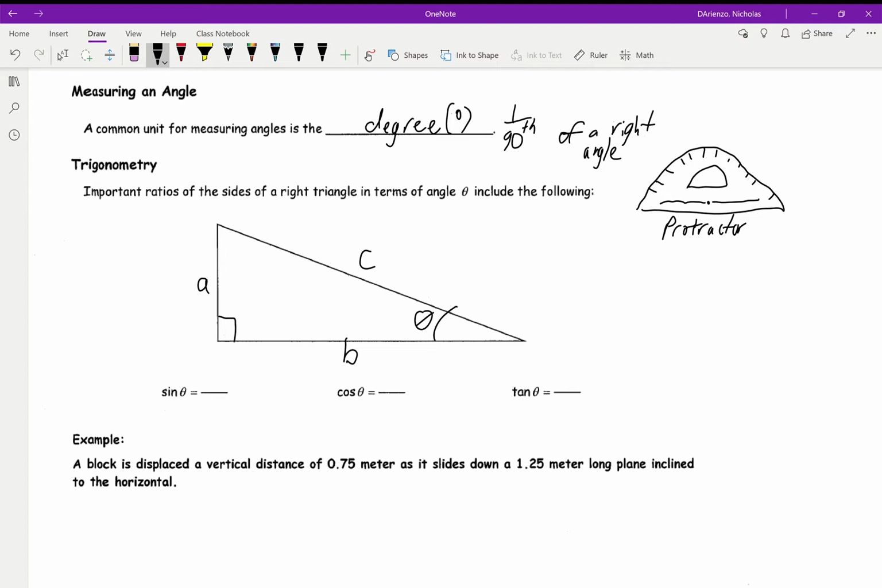Now, the rule that relates sides A, B, and C together is the Pythagorean theorem, which says the square of side A plus the square of side B is equal to the square of side C. So if we know two sides, we can find the third by using that theorem.